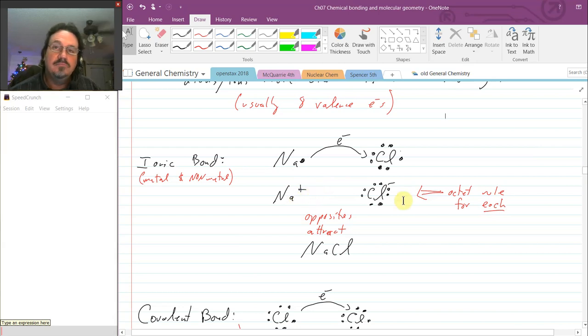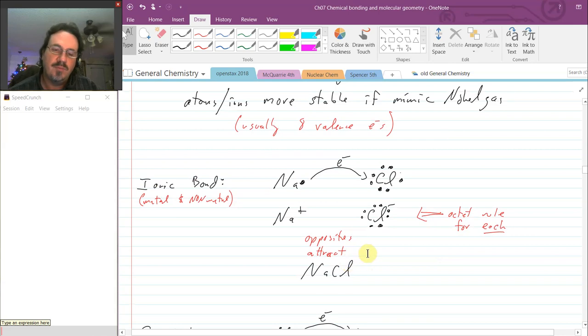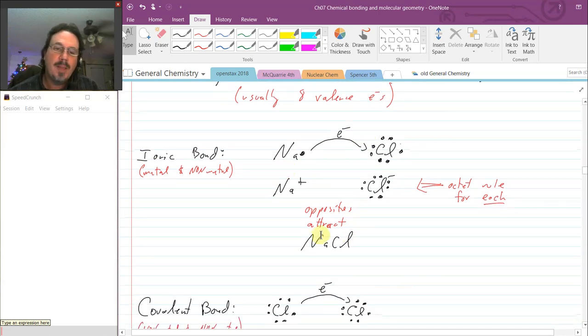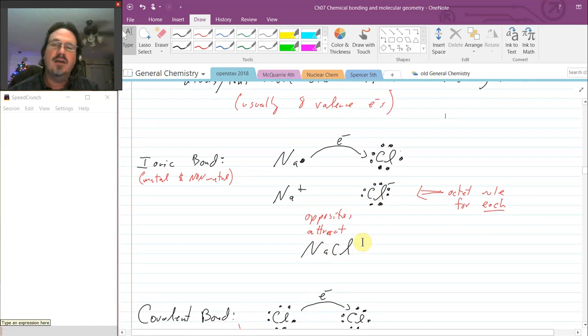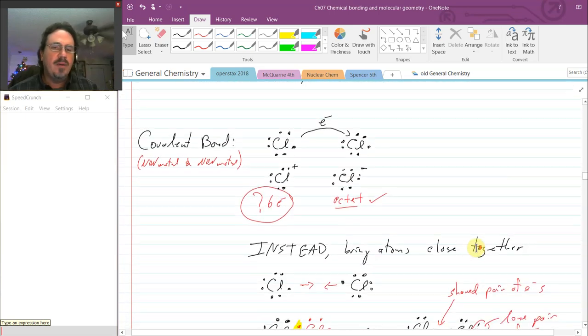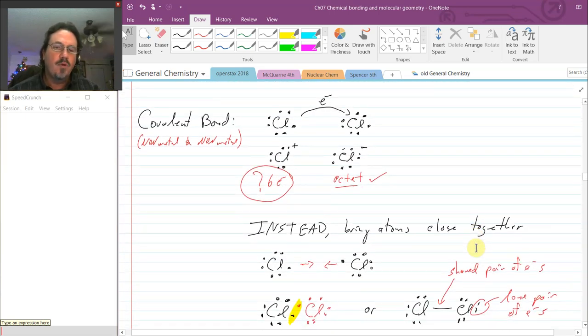And then, it's kind of like an afterthought, they say, oh, look at that, I'm positive, I'm negative, and so in electrostatics, opposite charges attract, and so they, boom, are drawn to each other, and you have sodium chloride, table salt. And so the whole point is to be like a noble gas, get to be that octet rule. Once you get the octet rule, because you have charges, they're going to stick together. And there you've got an ionic bond between a metal and a nonmetal.